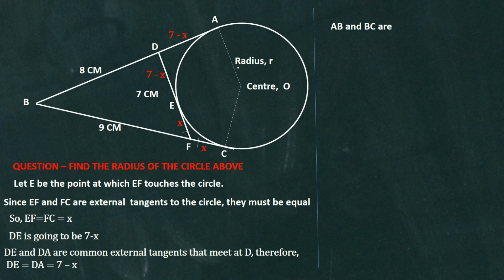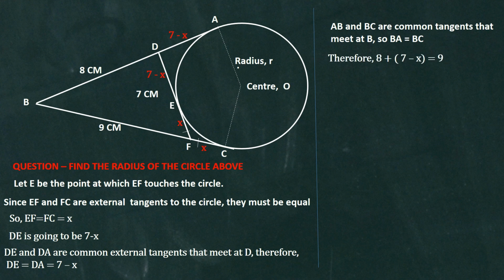Now let us turn our attention to finding the angle ABC. We notice that AB and BC are again common tangents that meet at point B externally, and so that means that BA and BC must be equal. And so we're going to take that BA is equal to BC, and we know that BA is 8 plus 7 minus X, while BF is 9 centimeters, while FC is X. And so we do have 8 plus 7 minus X should be equal to 9 plus X.